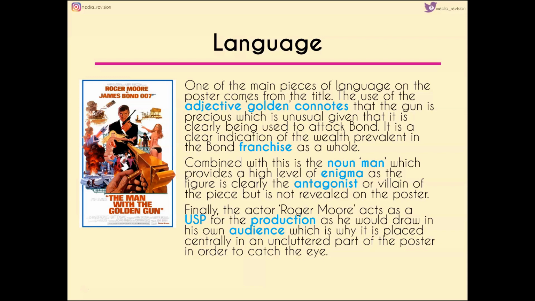So in terms of language, one of the main pieces of language on the poster comes from the title. The use of the adjective golden connotes that the gun is precious, which is unusual given that it's clearly being used to attack Bond. It is a clear indication of the wealth prevalent in the Bond franchise as a whole. Combined with this, the noun man, which provides a high level of enigma, as the figure is clearly the antagonist or villain of the piece, is not revealed on the poster. Finally, the actor Roger Moore acts as a USP for the production, as he would draw in his own audience, which is why it's placed centrally in an uncluttered part of the poster in order to catch the eye.